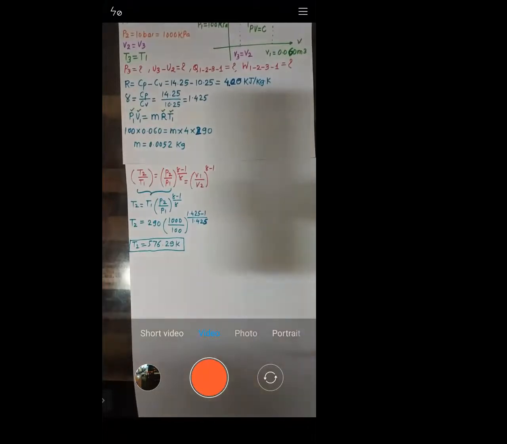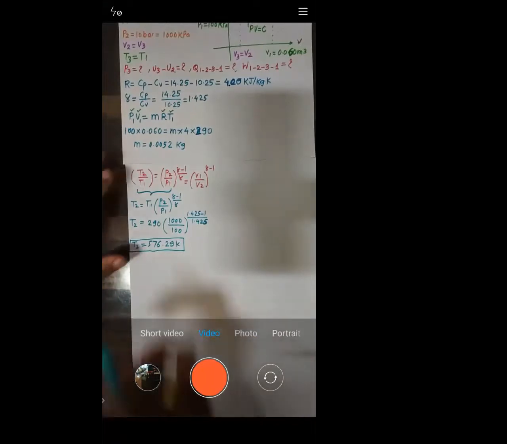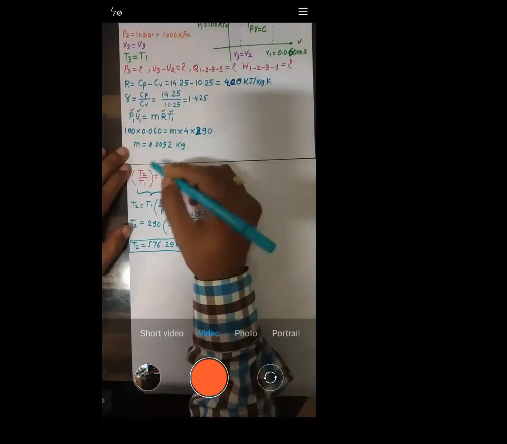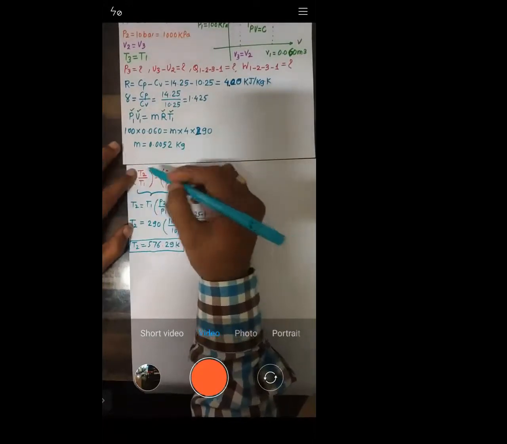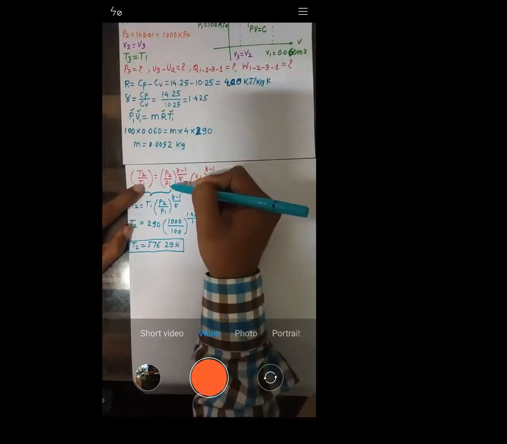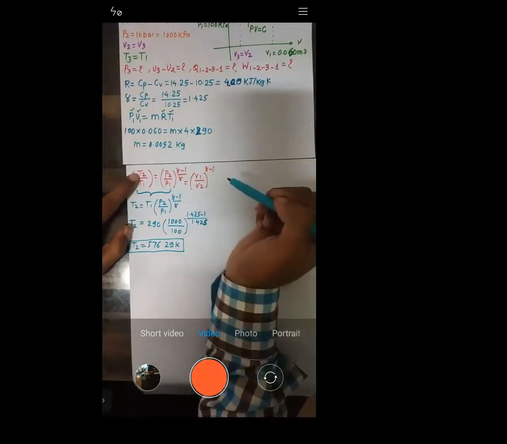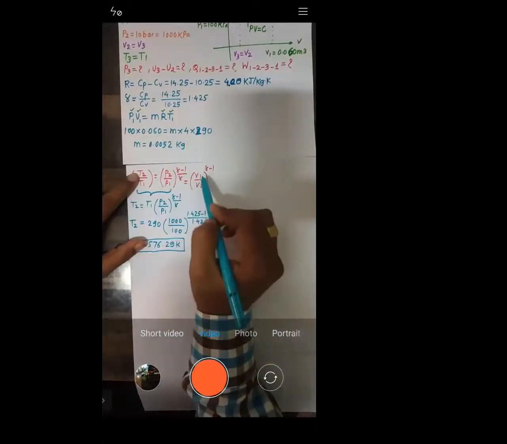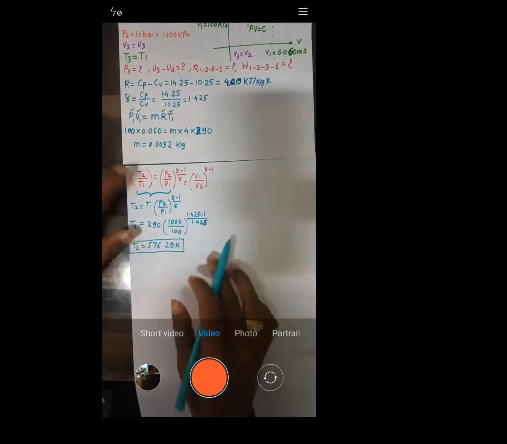Similarly, we can calculate pressure at point number 2. See, pressure at point number 2 is given. T2 we have calculated. In this equation, T1 is known, P2 is known, P1 is known. So we have got T2. Similarly, if we equate these two, V2 we can calculate, right? So let's do that.